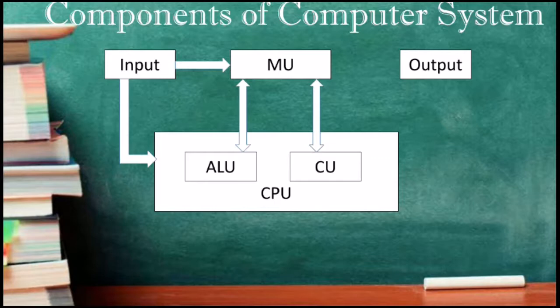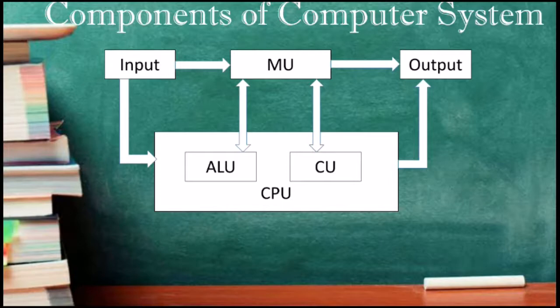Next, we will discuss about the MU, that is memory unit. It is used to store data, instruction, fully or partially processed data. Memory unit is made up of number of memory locations. Each memory location has a location number called memory address number. There are two types of memory, that is primary memory and secondary memory.